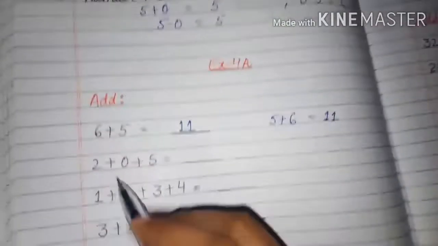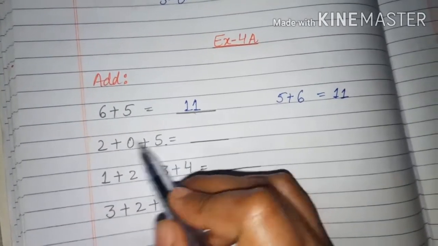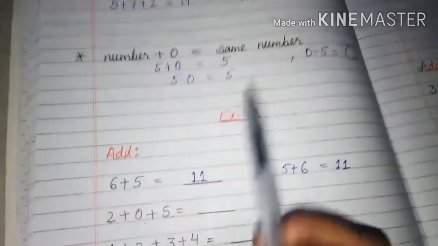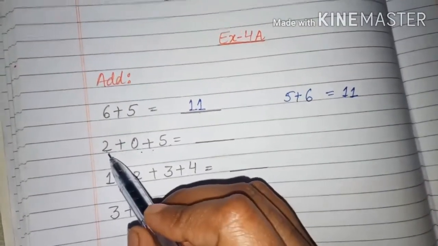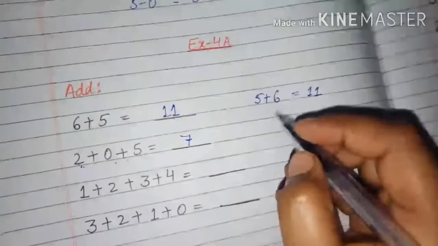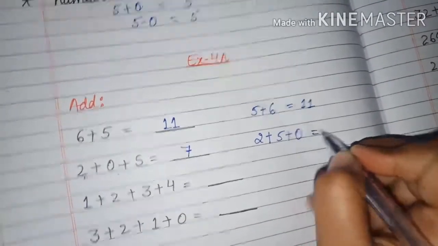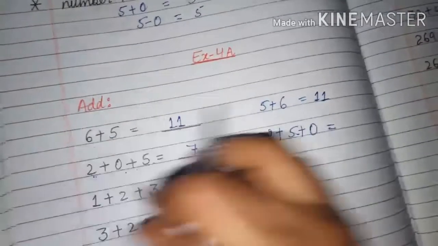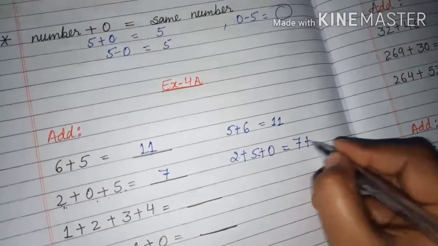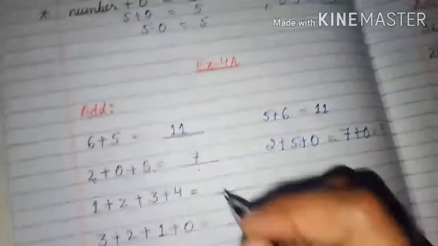Okay, now I have the second question. 2 plus 0 plus 5. 2 plus 0 is 2 only, because number plus 0 is equal to the same number. Now 2 plus 5 is 7. Is it clear? If I change the order, 2 plus 5 plus 0, what will it be? 2 plus 5 is 7, and 7 plus 0 is 7 only. So the result in both cases is the same.